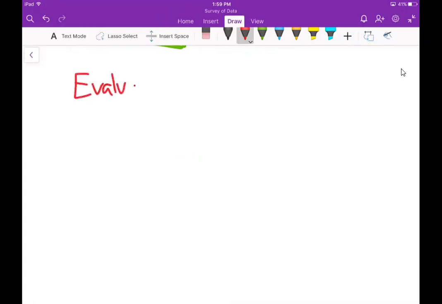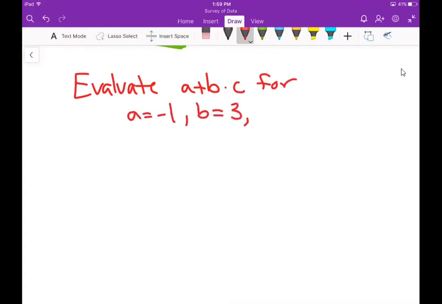So can you evaluate A plus B times C for A equal to -1, B equal to 3, and C equal to 4? So remember, when evaluating expressions, your first step is going to be to make sure to plug in everything in the right place. A is -1, B is 3, and C is 4.